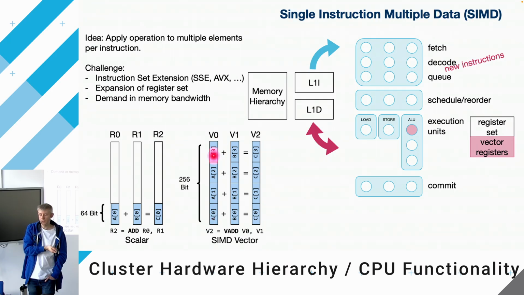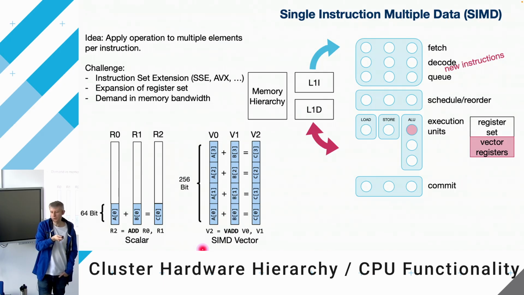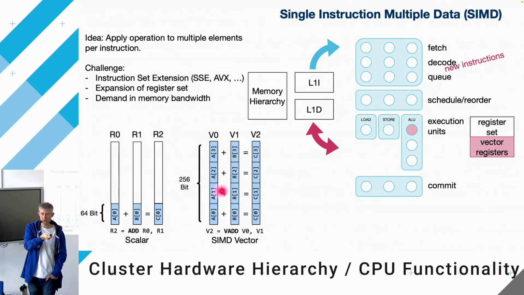Then we can load a vector register from memory, and we also have to extend our register set to accommodate all of this data inside of our CPU core. Then we can store, for example, 2 vectors of elements, and with one instruction, a vadd instruction, compute all the additions on all of the elements, and then store the result. And these additions can be done in parallel.